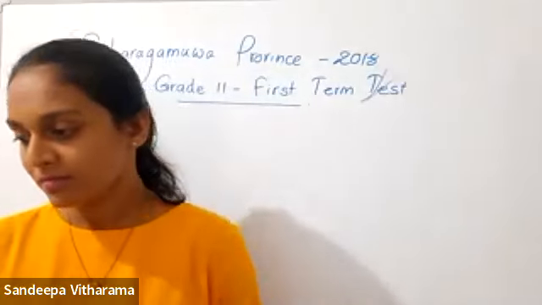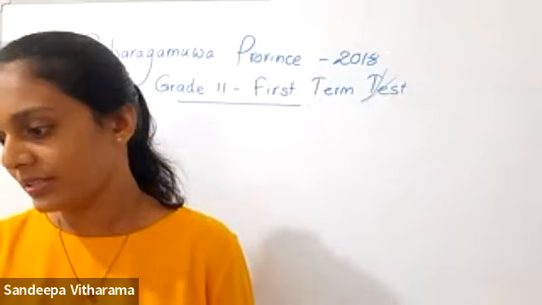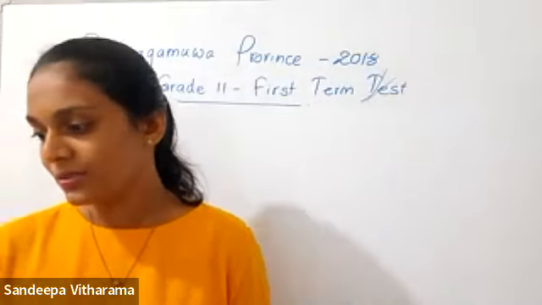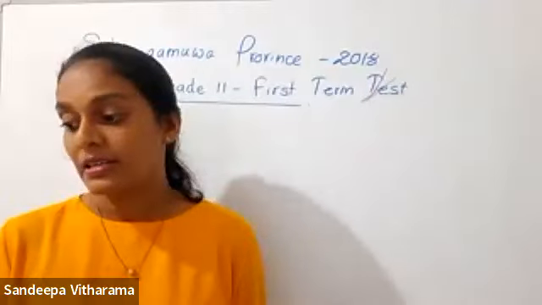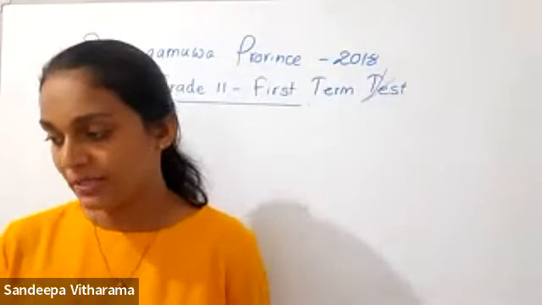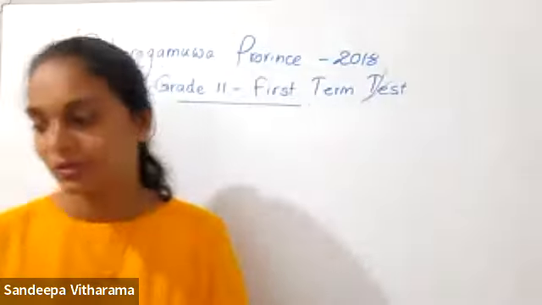Okay, 11th question. The area of the triangular cross section of the prism shown in the figure is 6 square centimeters. Find the volume of the prism.